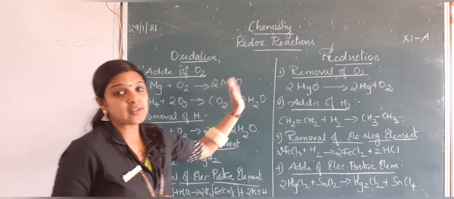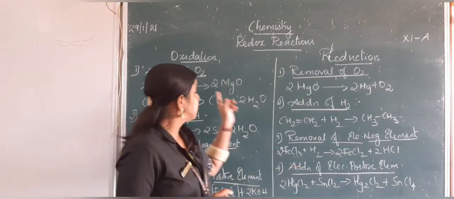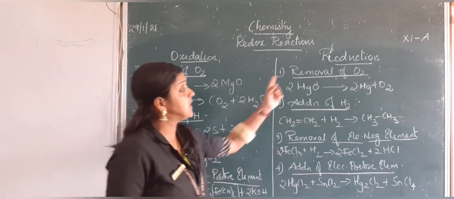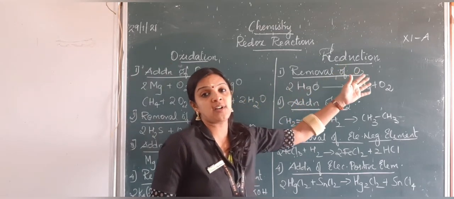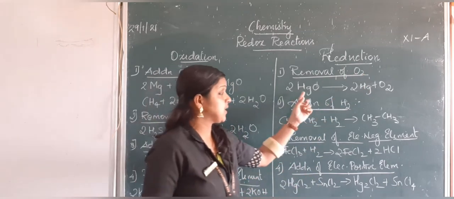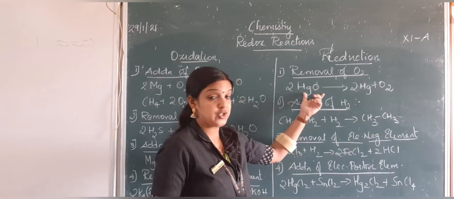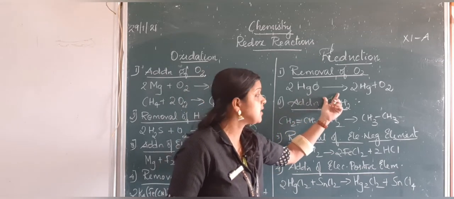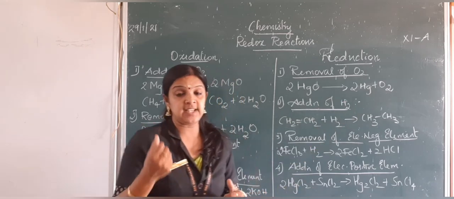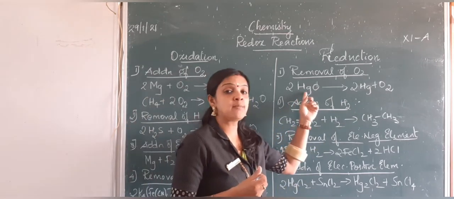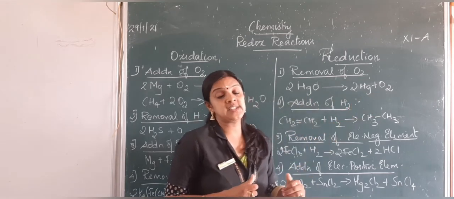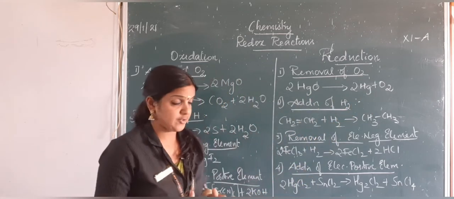If you see the reverse of it for reduction: when oxygen is getting added, it is oxidation. The removal of oxygen is called reduction. How can we remove the oxygen? You can see here mercuric oxide, HgO, when it is heated, it gives mercury metal plus oxygen gas evolves. So the oxygen is removed from this compound, and thus the removal of oxygen atom is referred to as reduction.